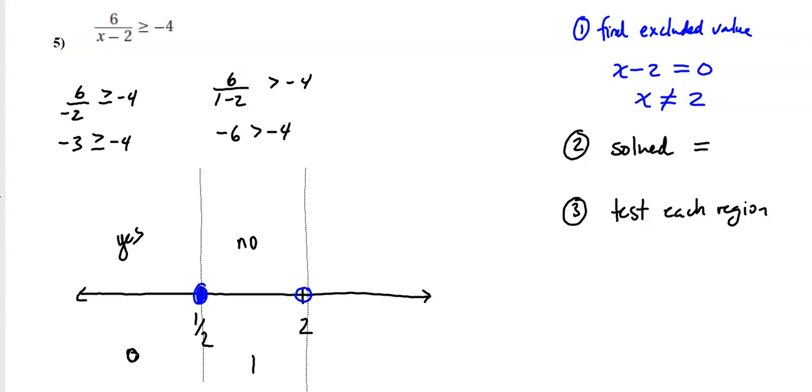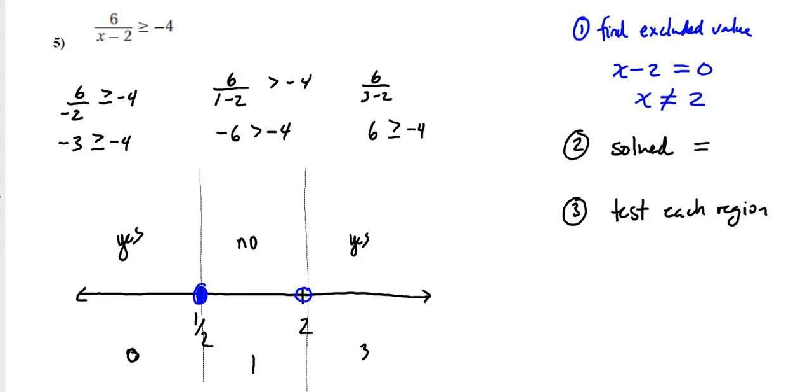And then finally, I've got to pick a number bigger than 2. Let's go 3. So 6 over 3 minus 2. Well, that's 6 over 1. Is that greater than or equal to negative 4? That's a yes. So I have a solution region here.